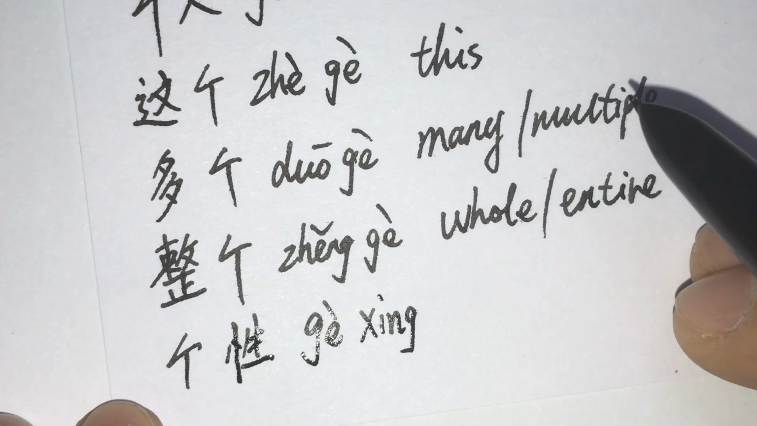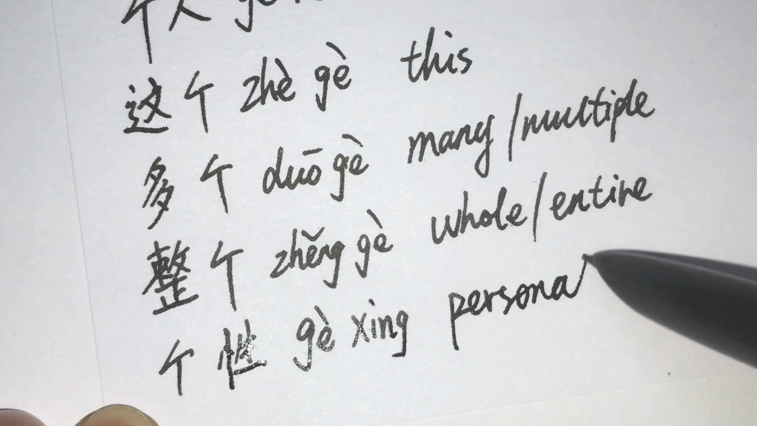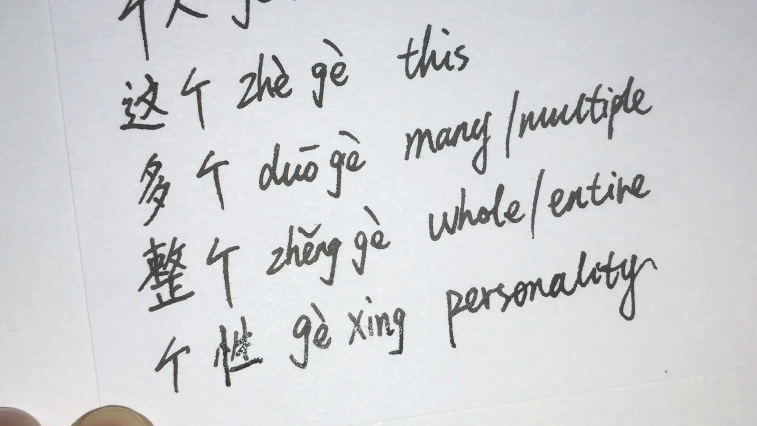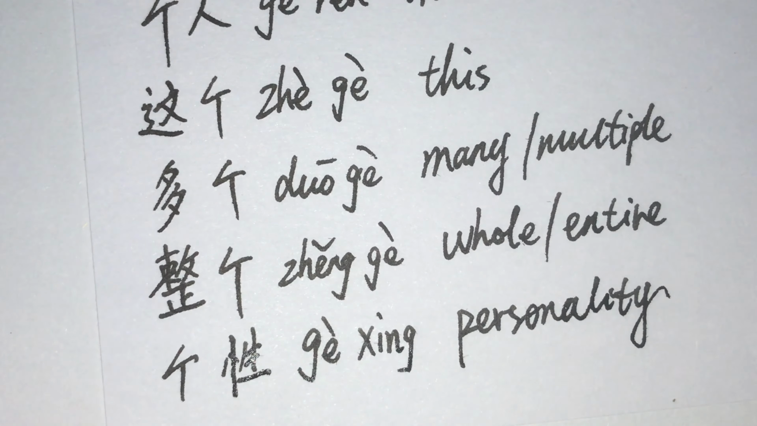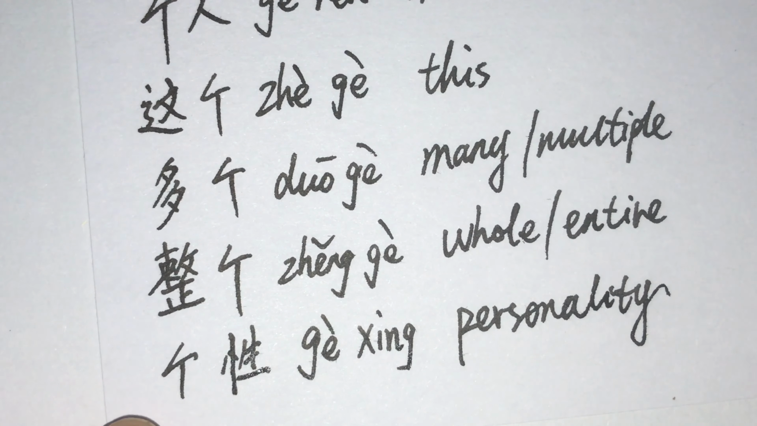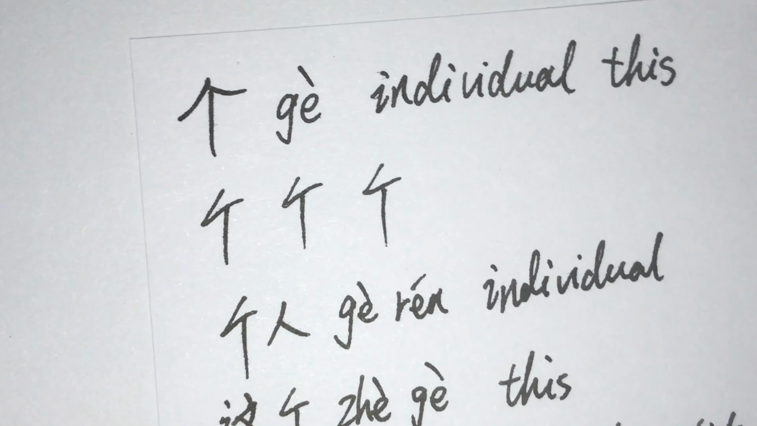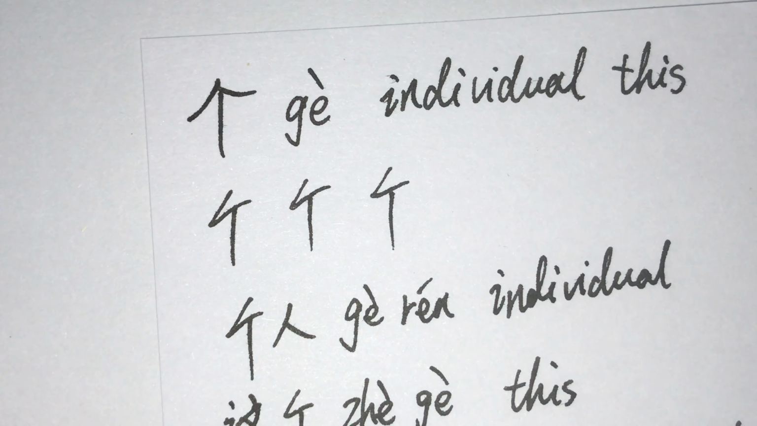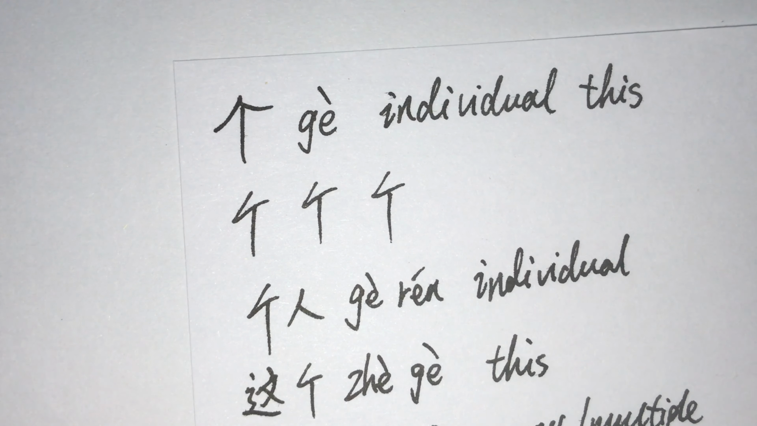It means personality. What kind of personality do you think you have? 你认为你自己具有什么样的个性？个性。个, individuals. This, 个人.